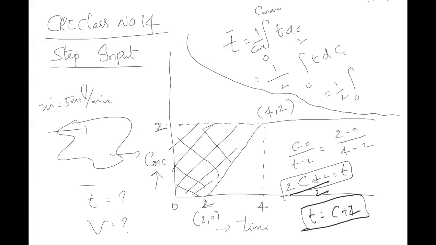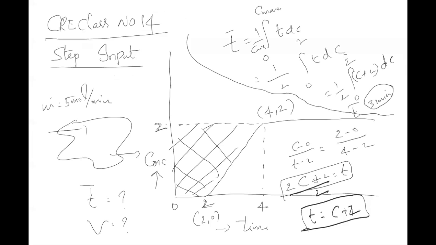Half into 0 to 2, C plus 2 into DC. So what is T bar coming? 3 minutes. T bar. Once you get T bar, how do you calculate V?